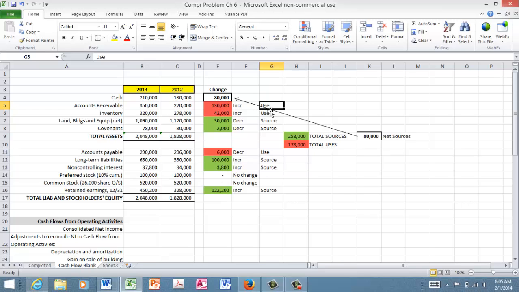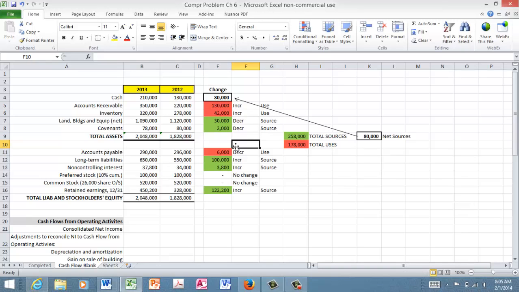If they go up, then you're automatically thinking that it's a use. And if an asset goes down, then you're automatically thinking that's a source, because let's assume you collected that receivable and the receivable went down, but that actually created a source of cash. So when the assets behave like this, then you have to label them as a source or use.